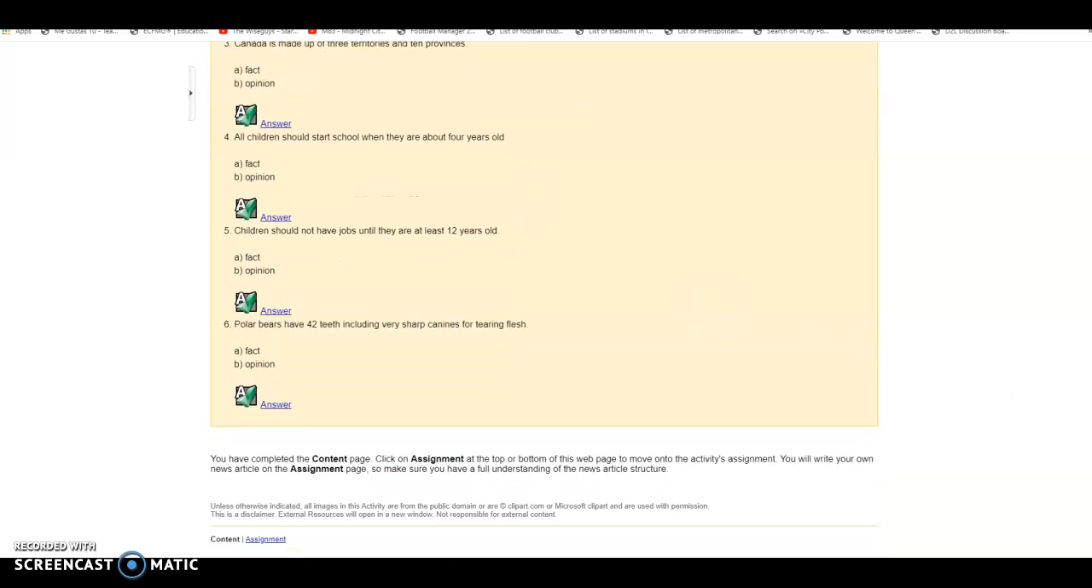Once you have finished with the facts and opinion exercise here, you can move on to the assignment page. I would remind you that you are going to write your own news article in the assignment page, so make sure that you fully understand the content here and you know what a news article looks like.